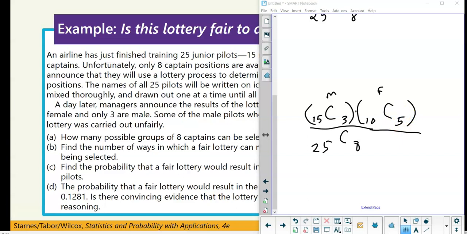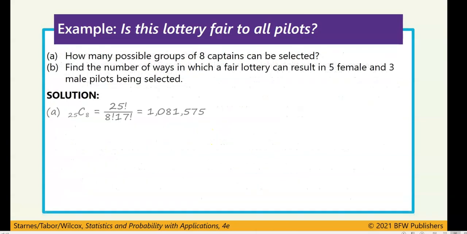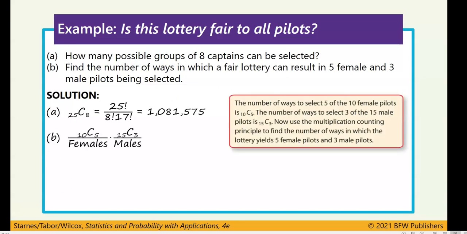So that should be the chance. So you would type that in your calculator and get part B. Let's see how we did on the first 2 parts here. So there's the probability of the first one. Just type in 25 choose 8. Next one.